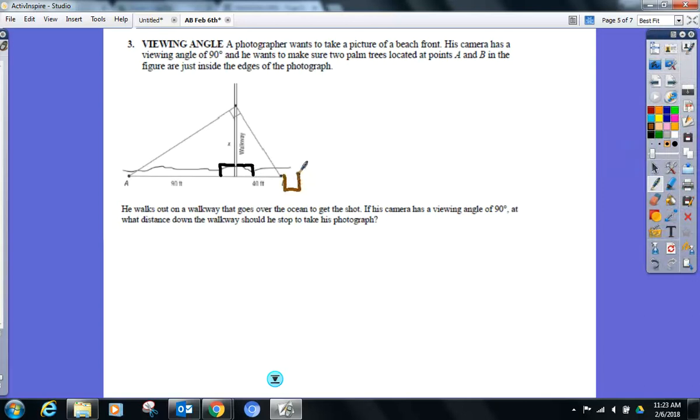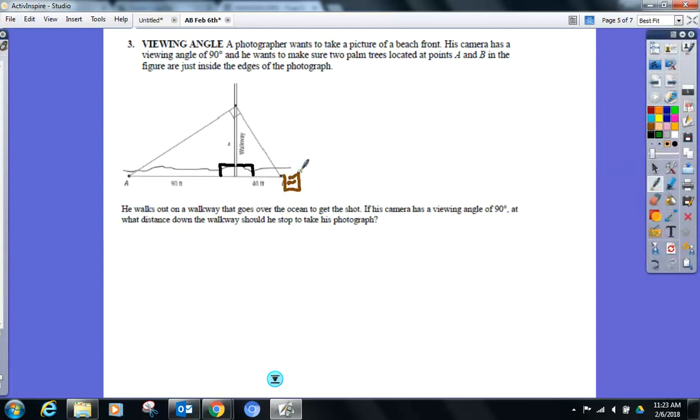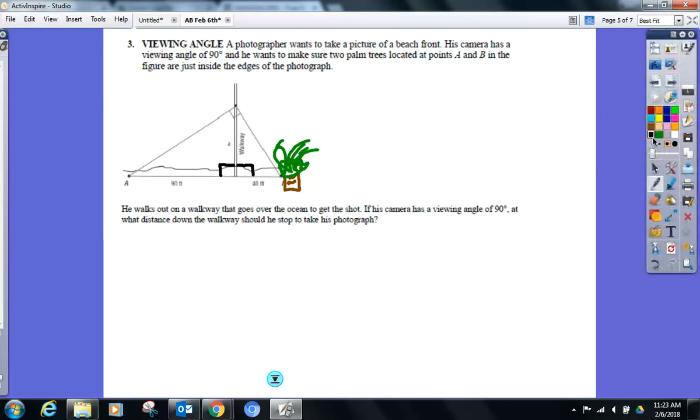So he's got his little... just embarrassing myself. It's fine. Palm tree, everybody good? Right? The wind's blowing this way, I think, so that's what's happening.